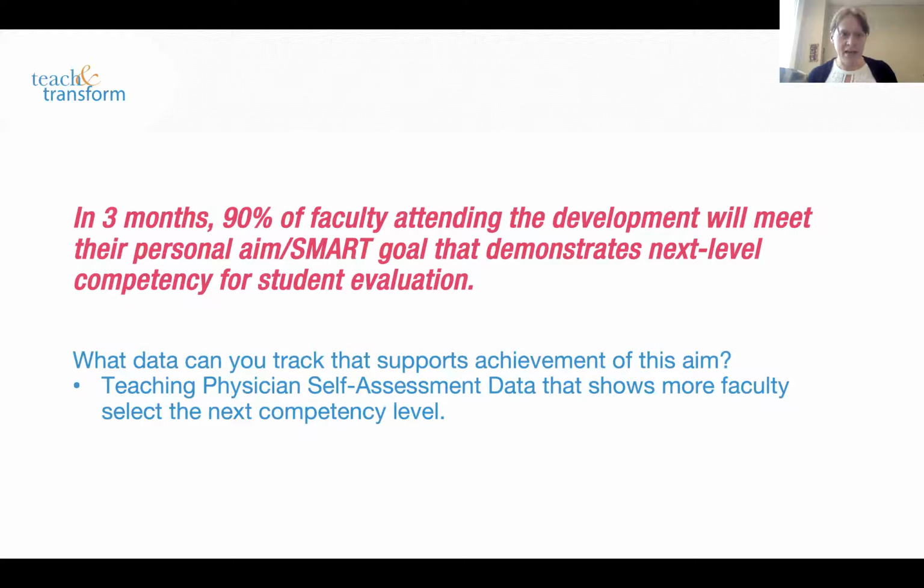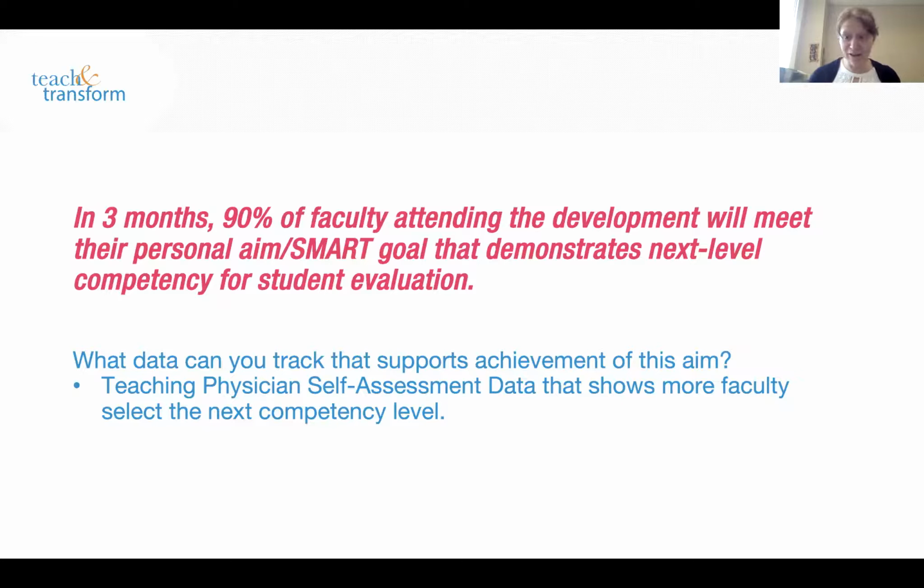So if this is the aim, which is that 90% of the people attending will meet their personal aim SMART goal that demonstrates next level competency for student evaluation, what kind of data can you track that supports achievement of this aim? And we would say a pretty easy way to do this is just to have them do the self-assessment from teaching physician again. And you would just look at how many people were in that first level versus the third level versus the fourth level.